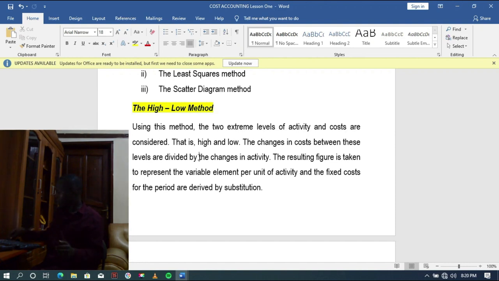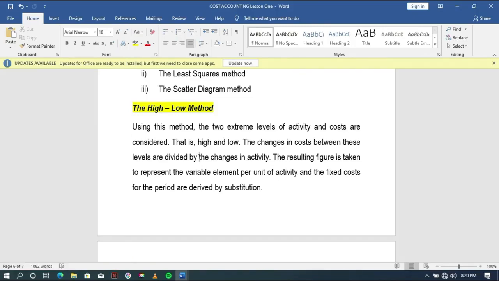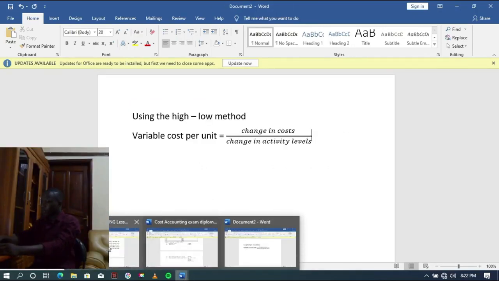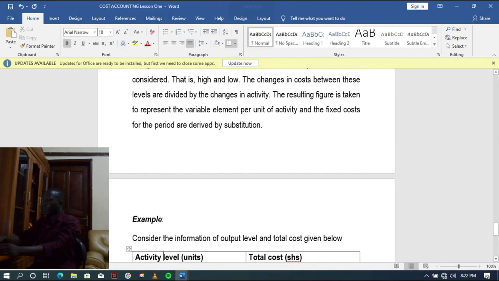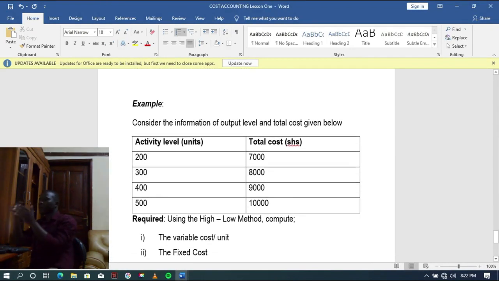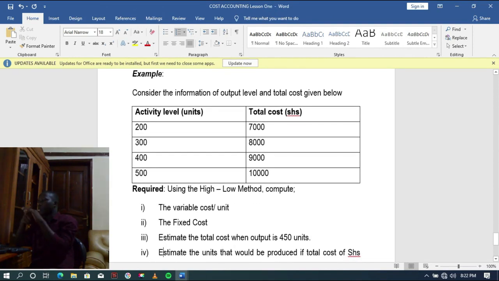So let's go ahead and explore this. We are looking at an example where we are observing our highest cost of 10,000 and then the least cost of 7,000. The highest activity level is 500 and the lowest is 200. Now we get to the working and we see how we can find the unit variable cost.